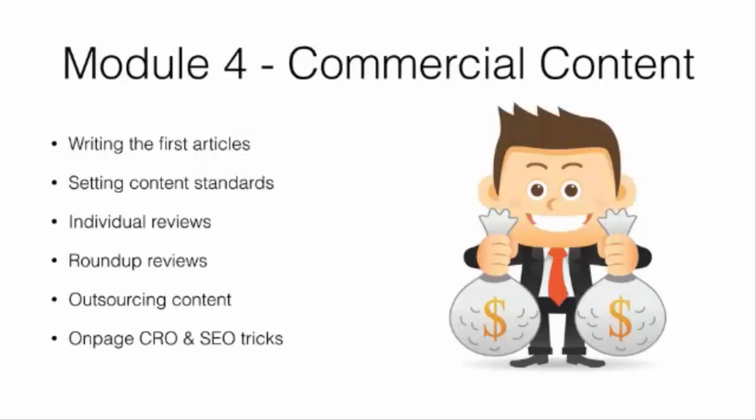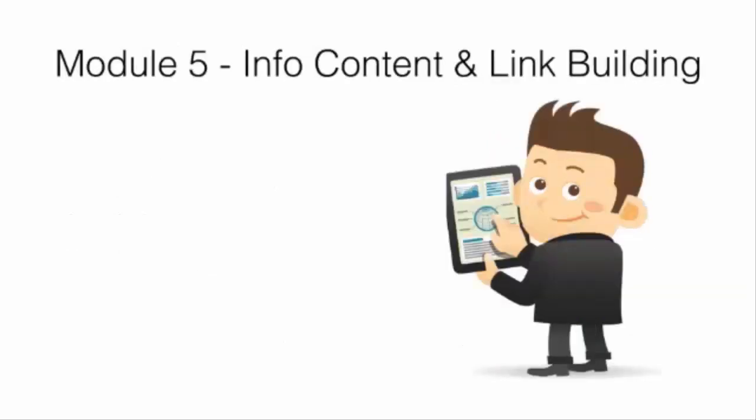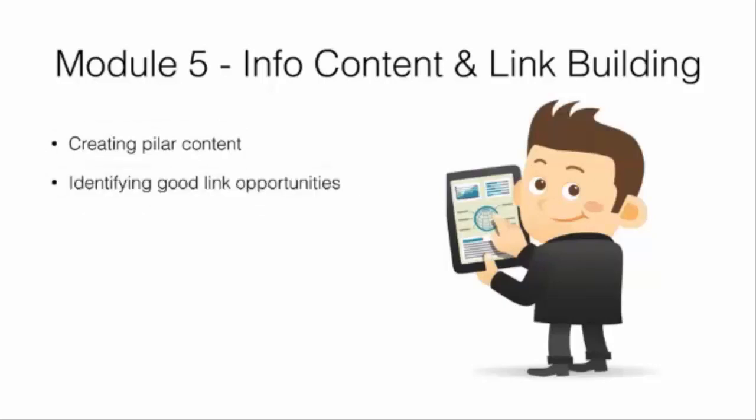So when we're done, you'll be able to outsource all your commercial content based on the sitemap that you've been establishing in the previous module. Then we're going to jump into module 5, which bundles together information content and link building, because that is the goal of our info content in a stage 1 site. So we're going to talk about actually creating pillar content and give you some templates. We're going to talk about how to identify good link opportunities.